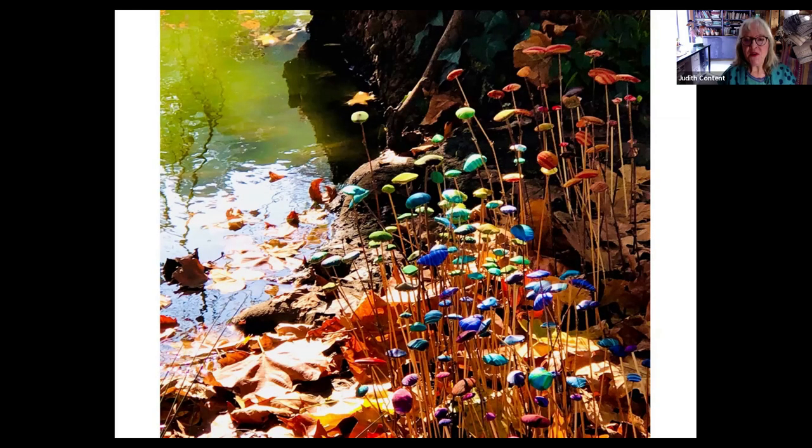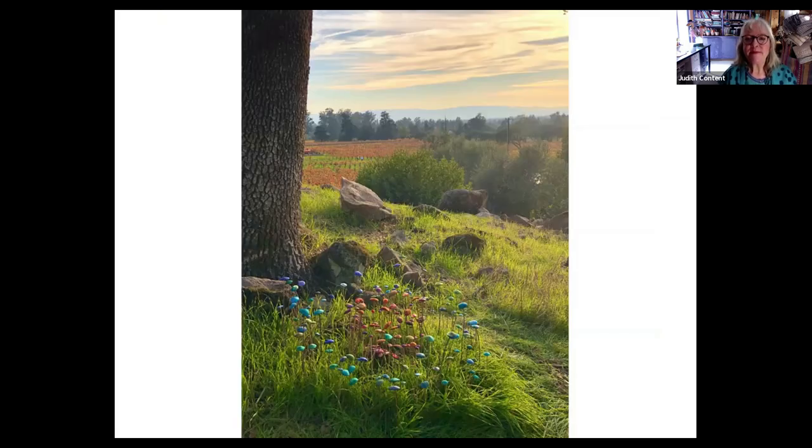And so these are actually at Mallard Pond in San Francisco, and they're tiny, tiny. They're less than half an inch across. Next slide. And also tiny ones at Bartholomew Park. Again, a private park.